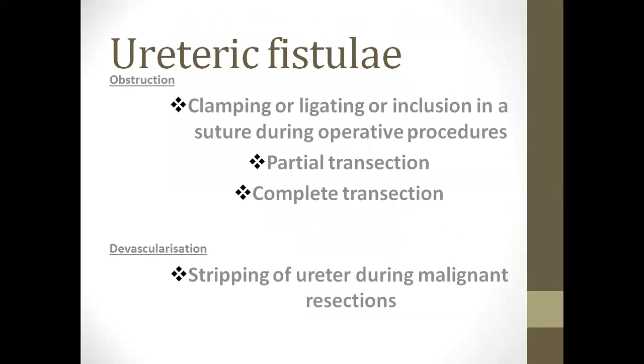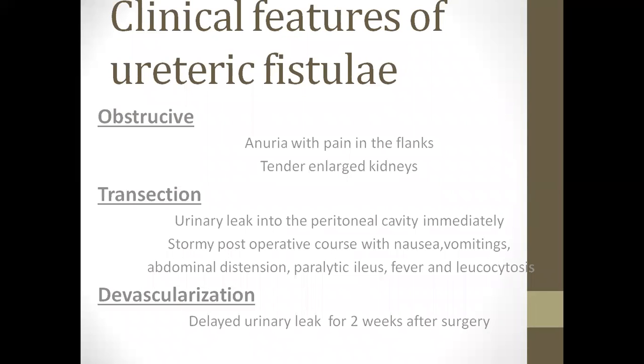Coming to the ureteric fistulas: obstruction, clamping or ligation, or inclusion in a suture during an operative procedure, partial transection while doing surgery, and complete transection. And devascularization is stripping of the ureter during surgery. The vascularity of the ureter is cut and it is likely to become necrosed, causing devascularization and necrosis of that part of the ureter, leading to fistula.